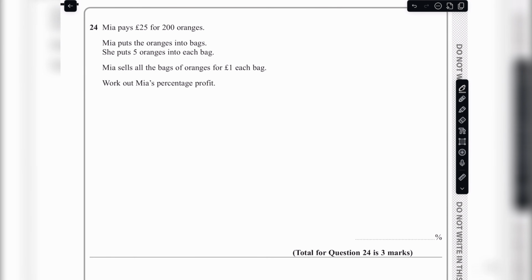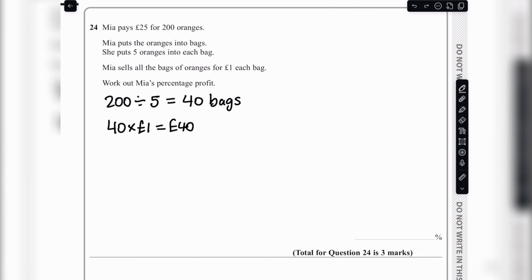So given as Mia puts 5 oranges into each bag, we need to divide the total number of oranges, which is 200, by the total number of oranges she puts into each bag, and that gives us the value of the number of bags. So in this case, that would be 40 bags. And then we need to multiply this value by £1 because that's how much Mia sells all the bags of oranges for. So 40 multiplied by £1 equals £40.